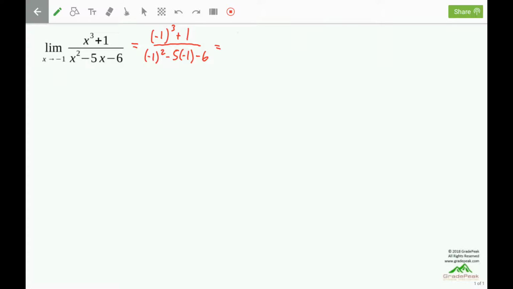In the numerator, negative 1 cubed is negative 1 plus 1. In the denominator, negative 1 squared is a positive 1. Negative 5 times a negative 1 is a positive 5 minus 6. In the numerator, negative 1 plus 1 is a 0. In the denominator, 1 plus 5 is a 6 minus 6 is a 0. We have the 0 over 0 indeterminate form.